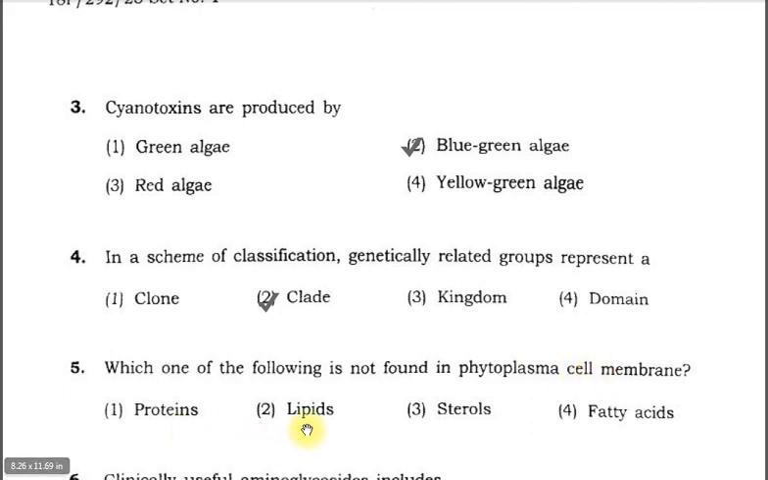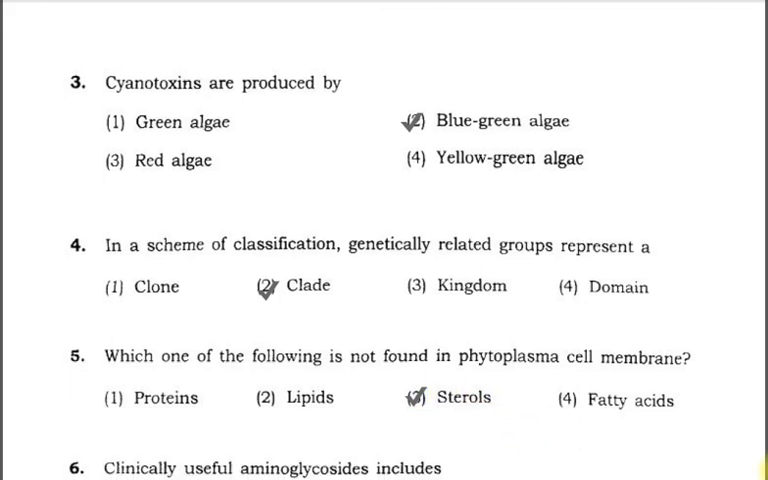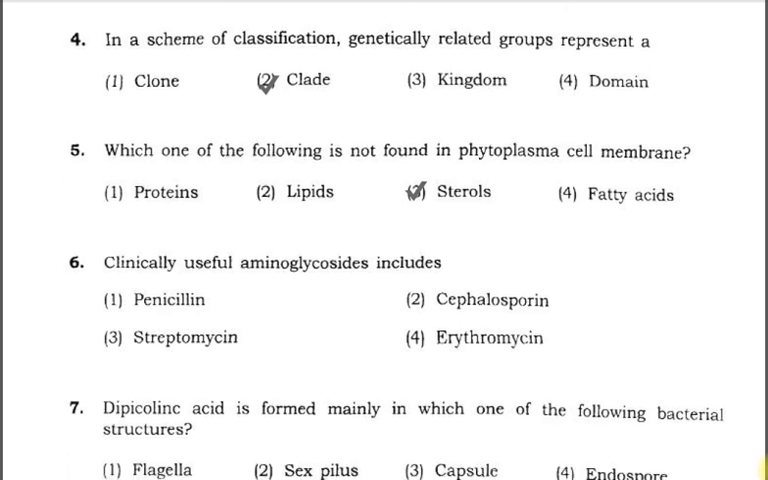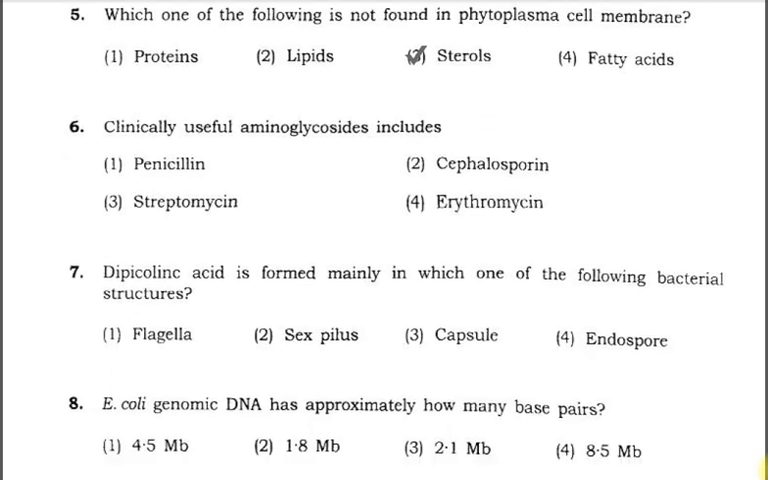The question number 5 says, which one of the following is not found in phytoplasma cell membrane? Options are 1. protein, 2. lipids, 3. sterols, 4. fatty acids. The correct answer is 3, sterols. Sterols are found in the cell membrane of fungus. In the case of phytoplasma, the cell membrane is triple layered.